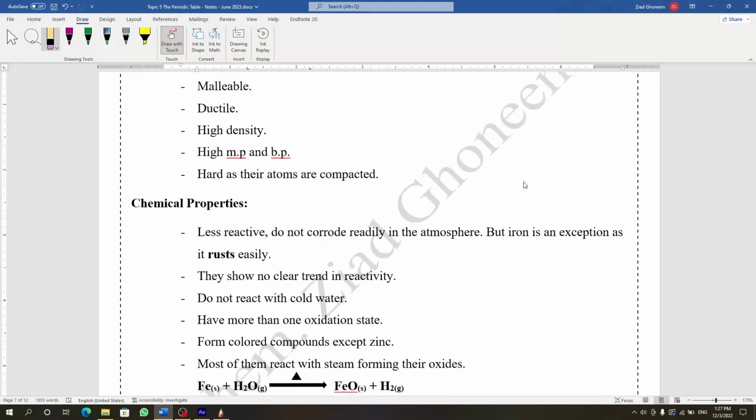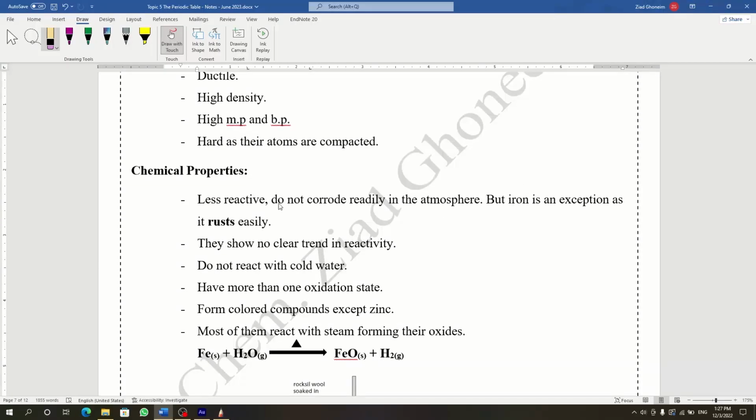Now to the chemical properties. Transition metals are less reactive when you compare them to alkali metals, which readily react with oxygen. Transition metals do not corrode, meaning that they do not react readily with oxygen, except for iron. Actually, iron reacts with the oxygen and it rusts easily, right? So that's the exception to this rule. They show no clear trend in reactivity, unlike alkali metals. Alkali metals, going down the group, their activity increases. There is no trend in here in transition metals.